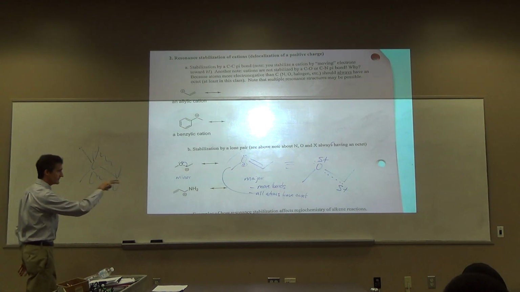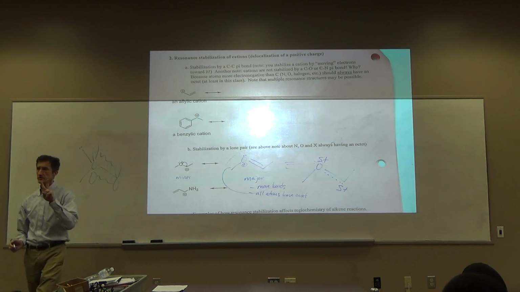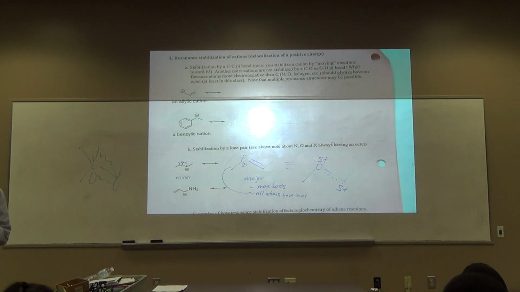That's another analogy. Can you draw resonance structures here? Here you can draw more than one additional. Can you draw all possible resonance structures to delocalize that charge?